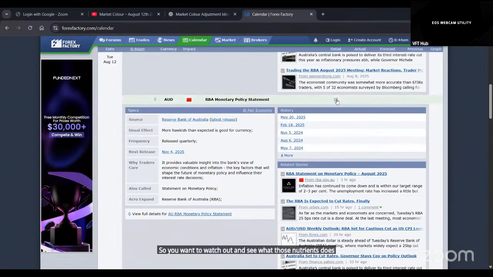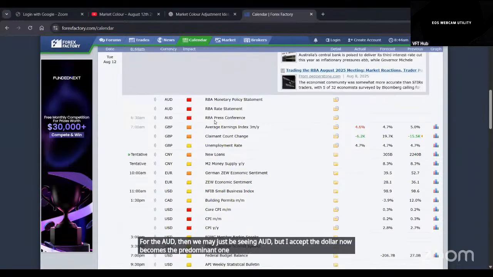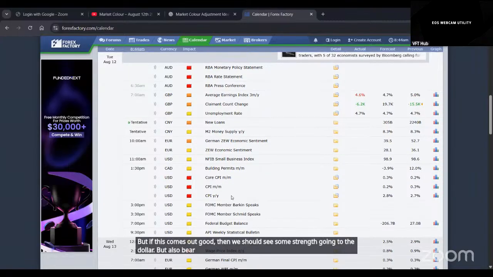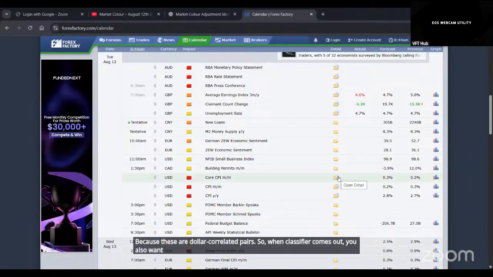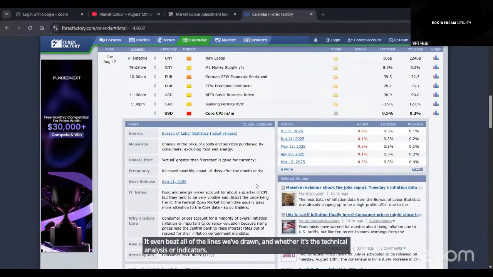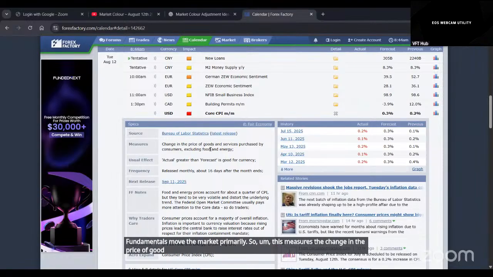If they come out showing strength for the AUD, then we may just be seeing AUD buy, except the dollar now becomes the predominant one moving the market. But if this comes out good, then we should see some strength going to the dollar. But also bear in mind that we have core CPI coming out by 1:30. These are dollar correlated pairs. So when core CPI comes out, you also want to pay attention to that. It's a very good determinant. It even beats all of the lines we've drawn, and whether it is technical analysis or indicators, fundamentals move the market primarily. So this measures the change in the price of goods and services purchased by consumers, right?